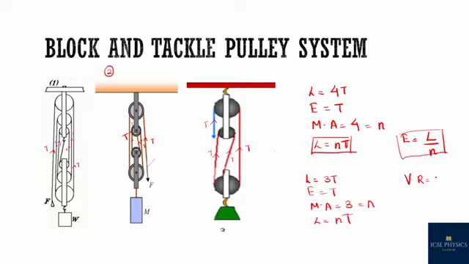Now what will the velocity ratio be here? Velocity ratio is also equal to N, the number of pulleys. N D is the distance covered by effort and D is the distance covered by load. So VR becomes equal to the number of pulleys. Now efficiency is equal to MA by VR, that is equal to 1 or 100%. But in actual practice it is not so.